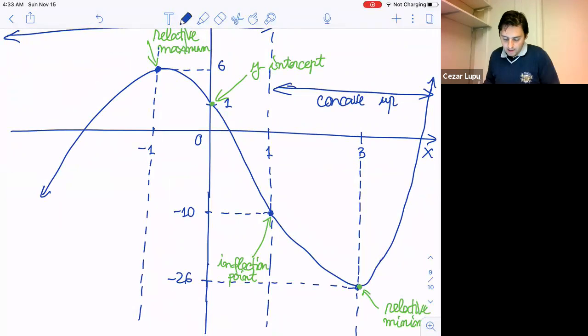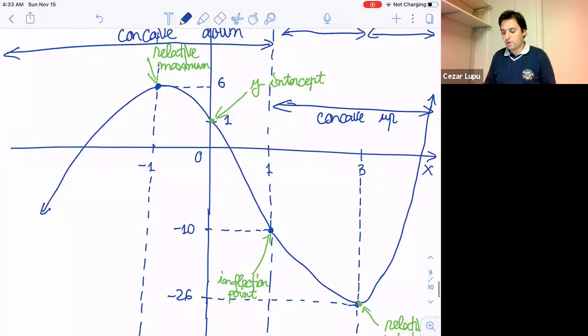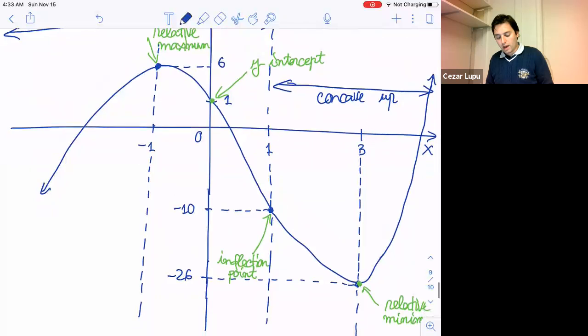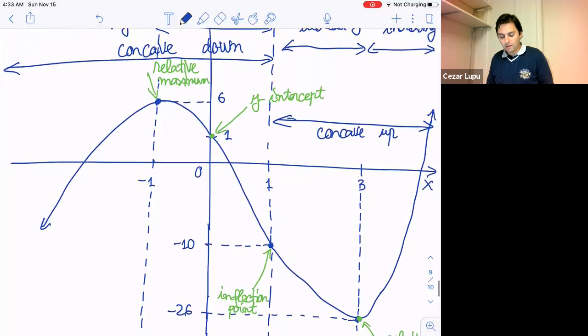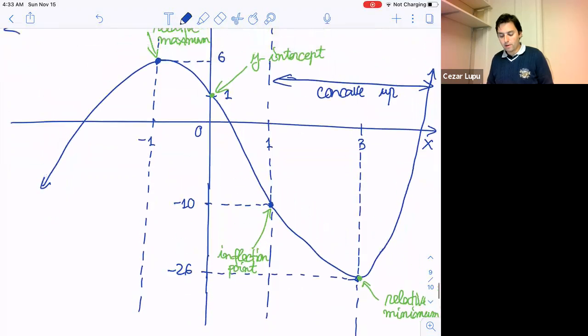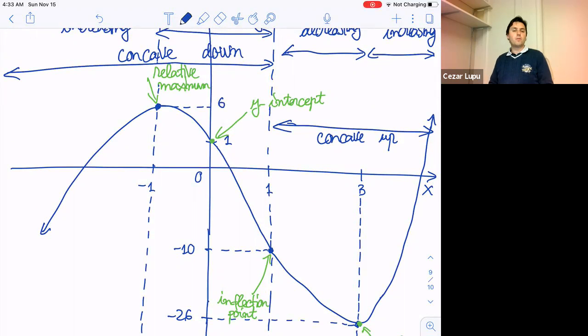As you can see, it increases on the interval negative infinity to negative 1, right? Then it decreases all the way from negative 1 to 3, and then from 3 to infinity it will increase again. And regarding the concavity, it will be concave down from negative infinity all the way to 1, and then from 1 to infinity it will be concave up, right? Anyway, this is how you interpret this.